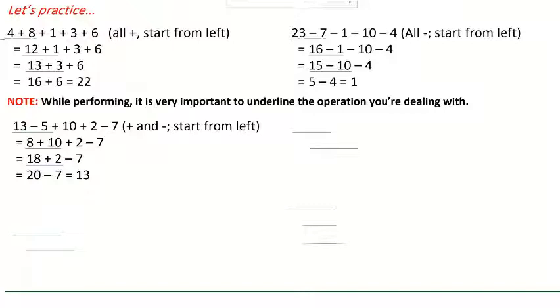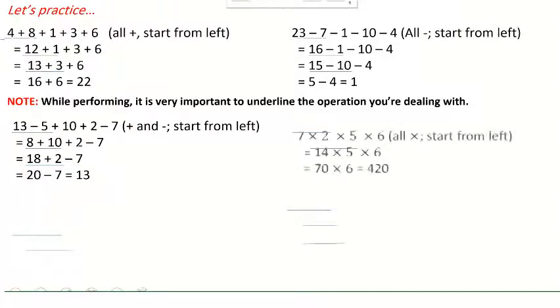So here we have 13 minus 5 plus 10 plus 2 minus 7. So I'm going to start with 13 minus 5 because I start from left to right. 13 minus 5, it's 8. 8 plus 10, it's 18. 18 plus 2, it's 20. And then 20 minus 7 is 13.